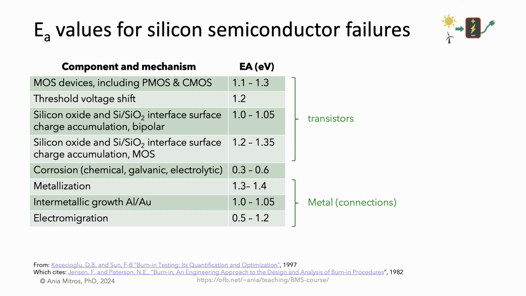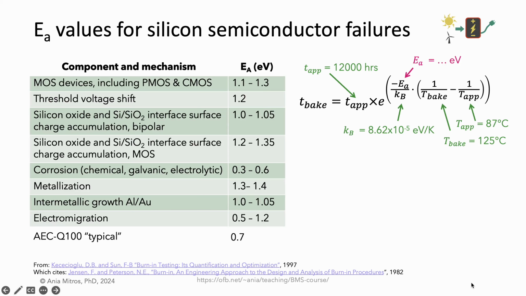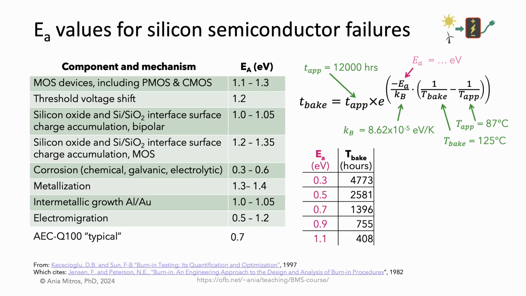Note how most of these values are higher than the 0.7 eV that AEC-Q100 called typical. Corrosion, in contrast, is much less. How do these differences affect the Arrhenius equation? Let's redo the calculation in our example for some different values of EA. And for convenience, also list the results in days. You can see that the impact of the exact choice of EA is significant.